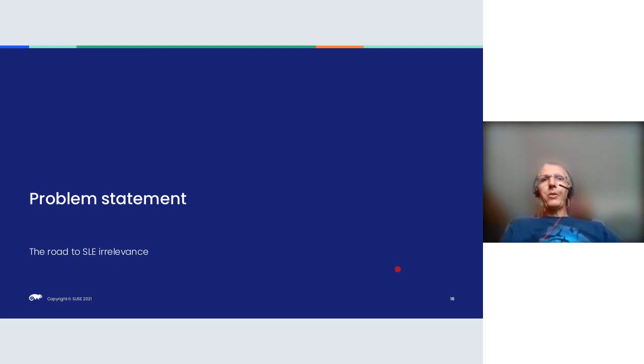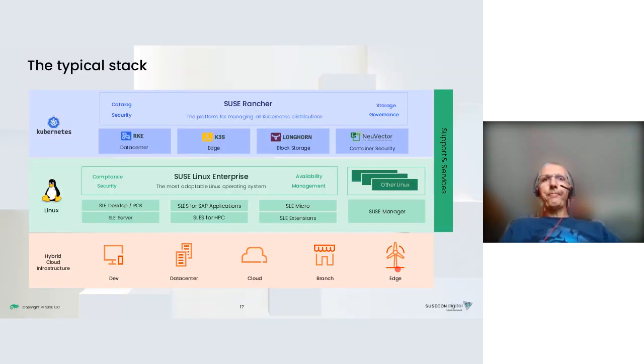Now let's look at it from a customer perspective. So first, let's look at the typical stack. You should all know this picture. This is the standard SUSE picture of how we think that a data-centered deployment, or a Linux deployment, should look like. And I want to point out this. There is SUSE Manager and other Linux. That is the typical, I call it legacy infrastructure that is not matching the top level application stack, which runs here on Kubernetes, SUSE Rancher.